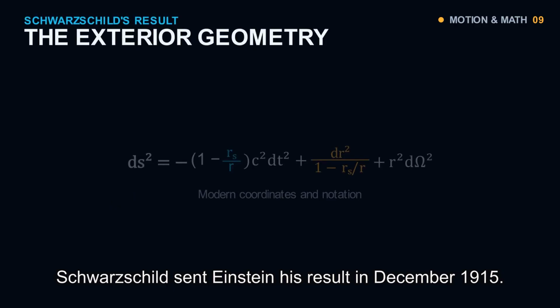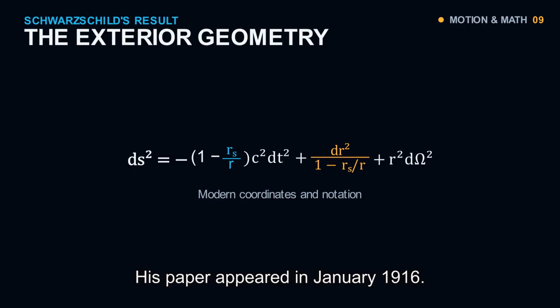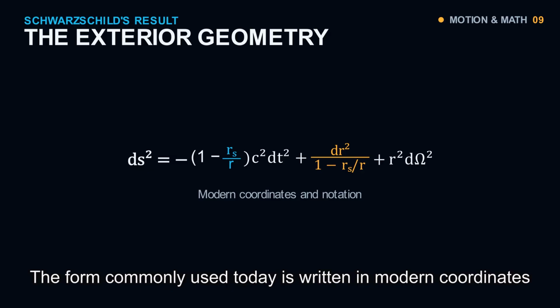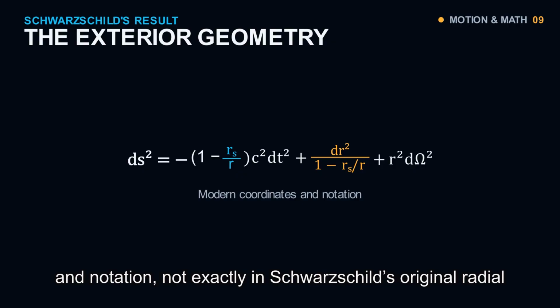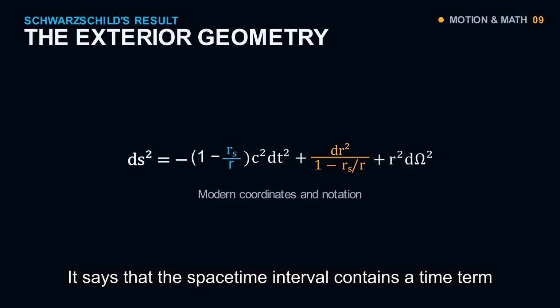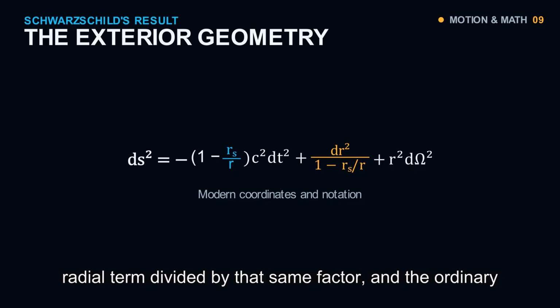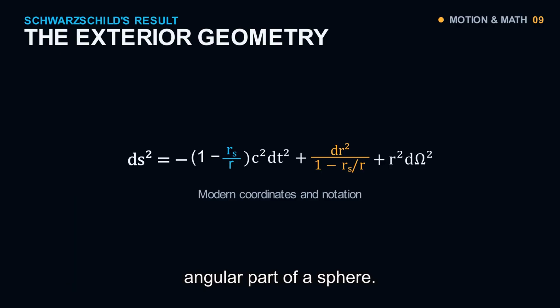Schwarzschild sent Einstein his result in December 1915. His paper appeared in January 1916. The form commonly used today is written in modern coordinates and notation, not exactly in Schwarzschild's original radial coordinate. It says that the spacetime interval contains a time term multiplied by 1 minus the Schwarzschild radius divided by r, a radial term divided by that same factor, and the ordinary angular part of a sphere.